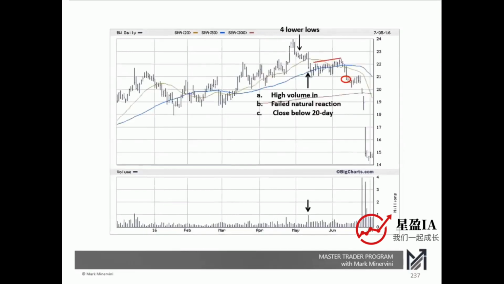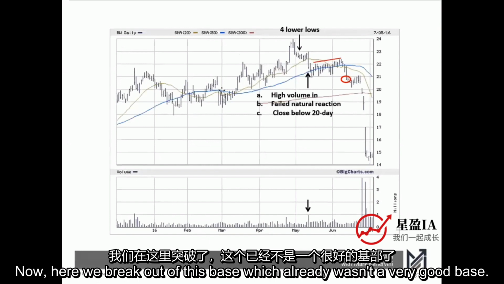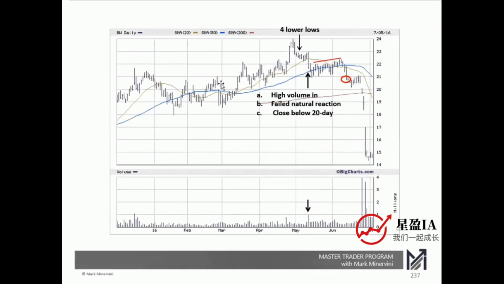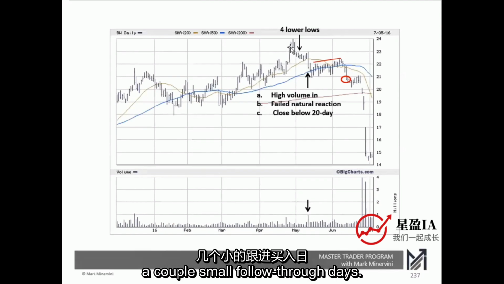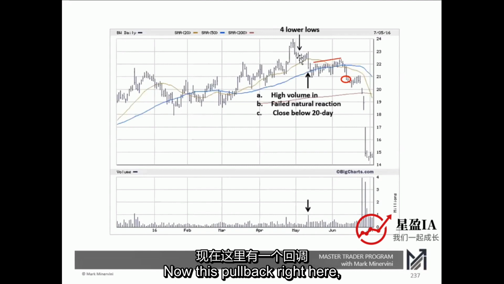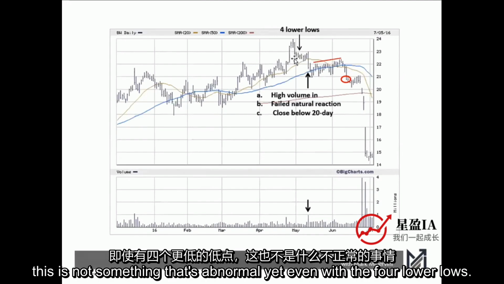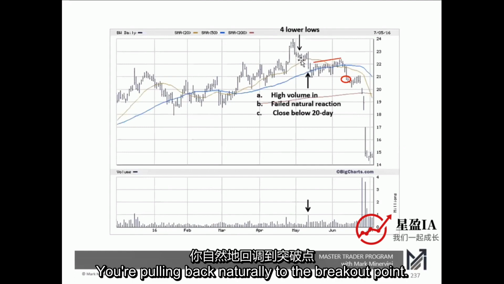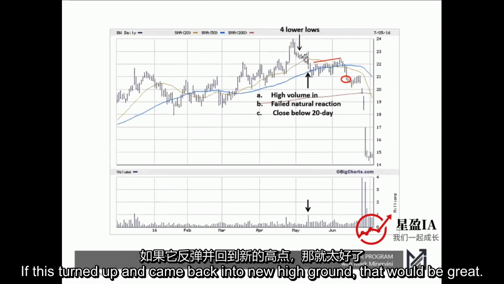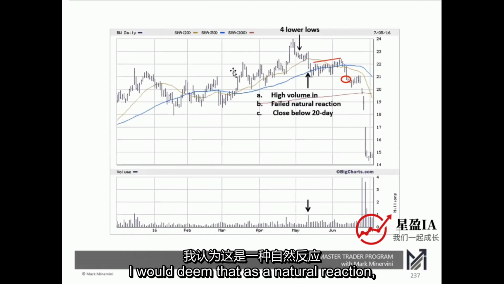Another one here. Now, here we break out of this base, which already wasn't a very good base. It's kind of sloppy to begin with. But we come out here and we get a decent breakout, big breakout here, a couple small follow-through days. Now, this pullback right here, this is not something that's abnormal yet. Even with the 4 lower lows, this is okay because it's quiet. You're pulling back naturally to the breakout point. And if this turned up and came back into new high ground, that would be great. I would deem that as a natural reaction.